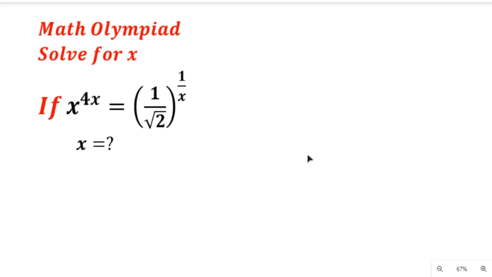In today's tutorial, Maths Olympiad solution, we are going to solve for x if x to the power of 4x equals 1 divided by square root of x, all to the power of 1 divided by x. So we are requested to find the value of x in this exponential equation involving the fractional power.